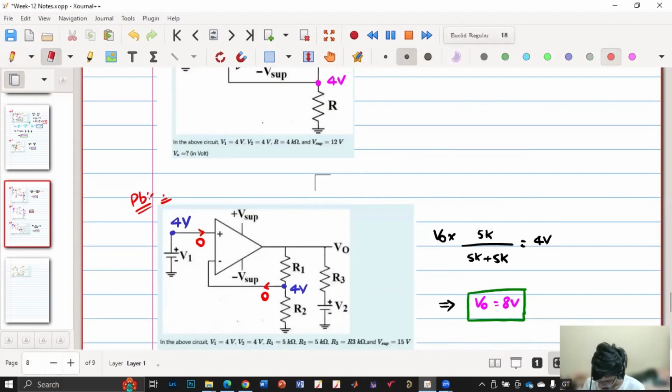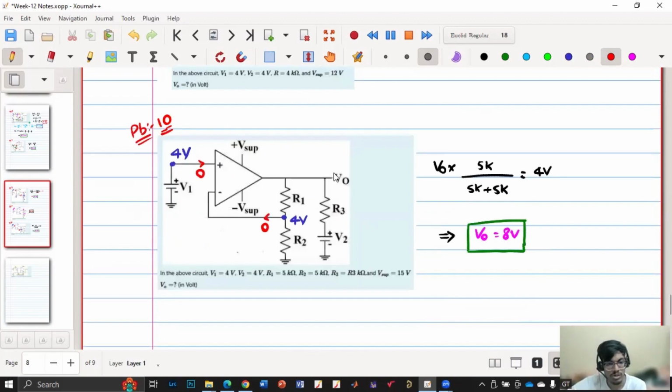And maybe we can discuss the significance of that R3 and V2 at the V0 terminal, right? There is no significance because V0 is not determined by R3 and V2, but the current through R3 is determined by V0. So V0 is independent of R3 and V2, but the current through R3 is dependent on V0. So V0 is coming 8 volt.